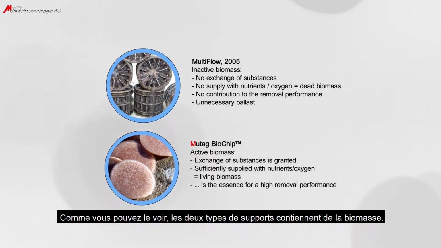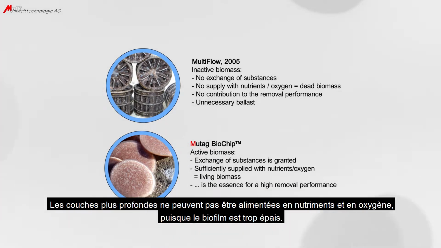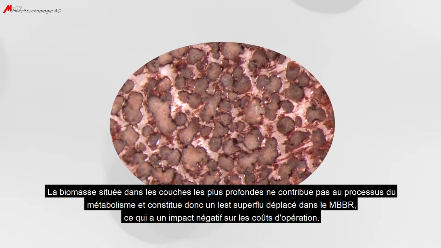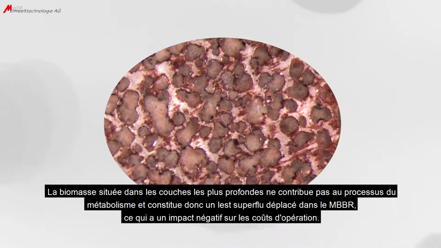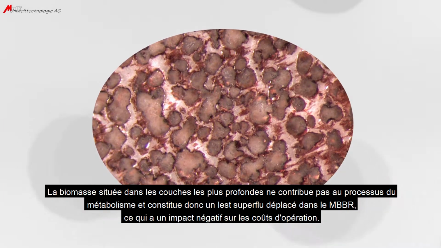As you can see here, both carrier types contain biomass. The tube-shaped carrier is completely stuffed with biomass, whereas the limited diffusion depth of 0.5 mm will take its toll. Only 0.5 mm of all the external space is occupied with active biomass. All deeper layers cannot be supplied with nutrients and oxygen, since the biofilm is simply too thick to be supplied. All biomass located in the deeper layers does not contribute to the metabolism process, and is hence unnecessary ballast, which is still being moved around the MBBR, having a negative impact on the operational costs.